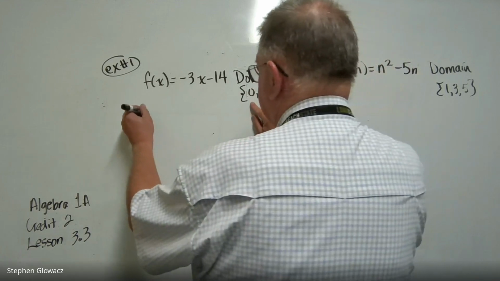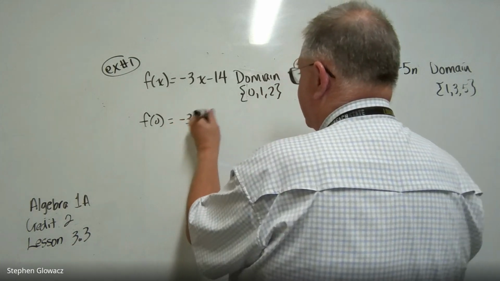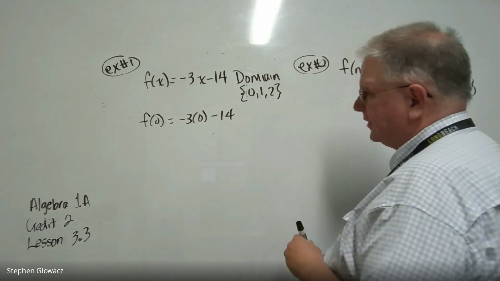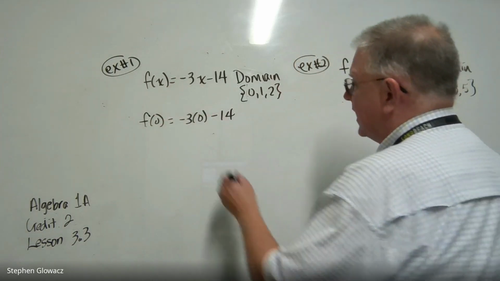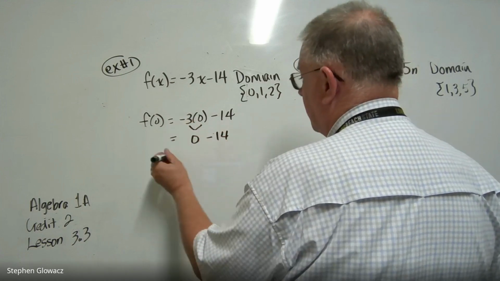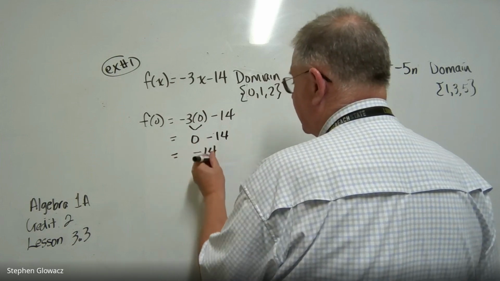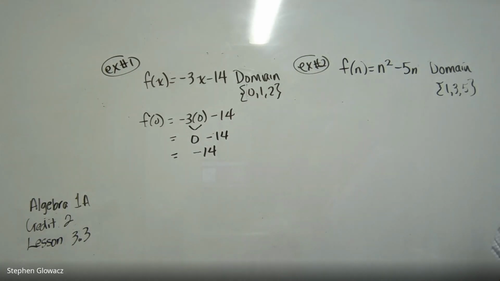First number we're going to substitute is 0. So we have f of 0 equals negative 3 times 0 minus 14. So wherever you see the x, you're going to substitute that number in. Negative 3 times 0 is 0, and 0 minus 14 is negative 14. So there is our first answer.